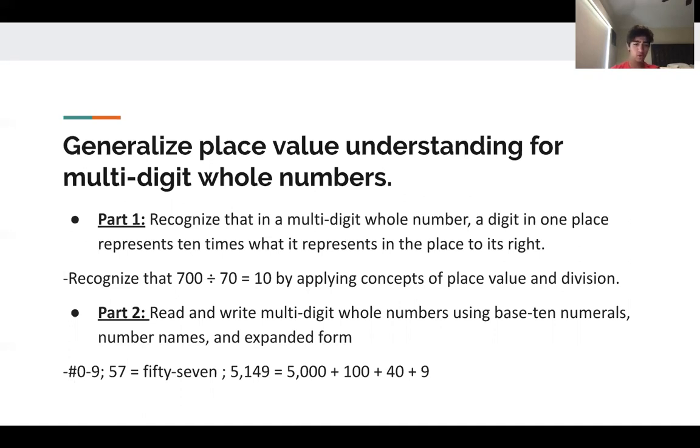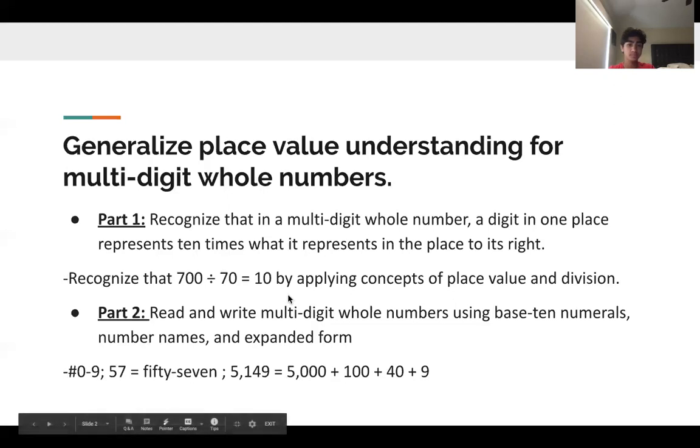Now, number names aren't too bad. I just included a more simple one here. 57, you really just write what you say. So if I say 5,149, you're going to write out 5,149, with a couple hyphens in between, but essentially it's just writing what you hear. So that's how you would do that.